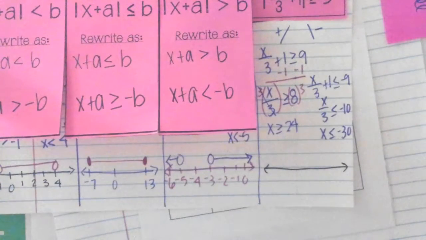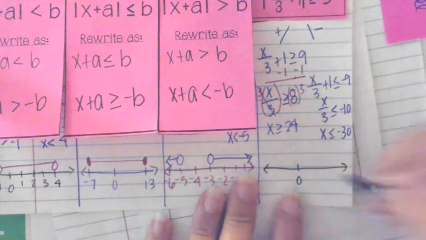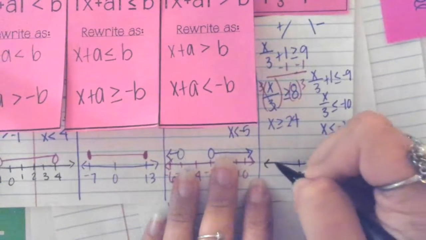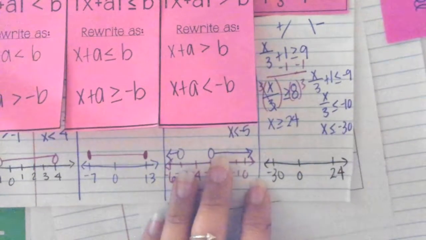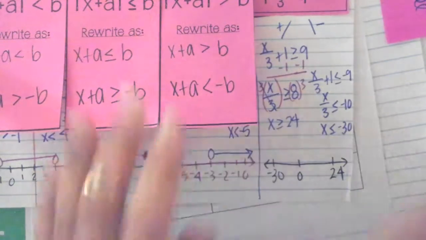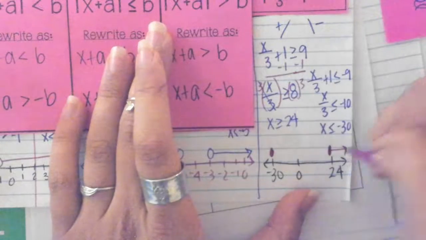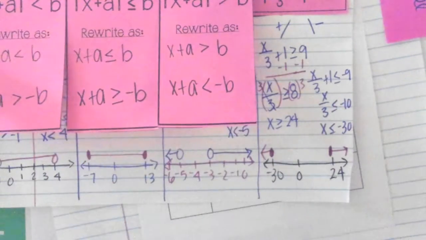What goes in the middle? 0. What goes on the right? 24. What goes on the left? Negative 30. Open or closed circles? Closed. And we shade to the right and to the left. We're done.